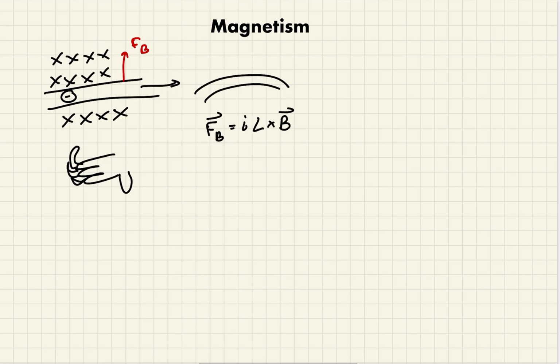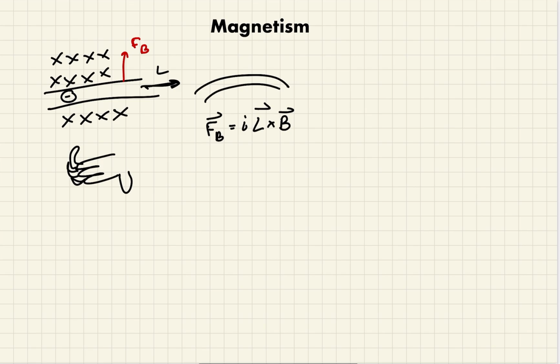Now, why is there a cross product? Because length is actually a vector. The length vector has the magnitude of the length, so the magnitude of the vector is the length itself, and the direction is the direction of the conventional current. So in this case, the length vector would be this direction and a magnitude of L. So that's going to be your formula for magnetic force on a current-carrying wire.